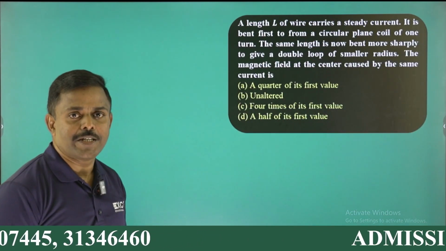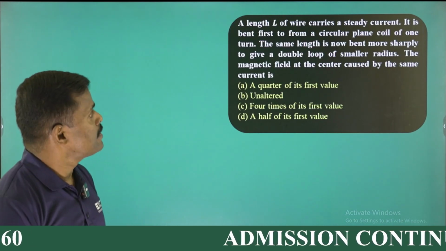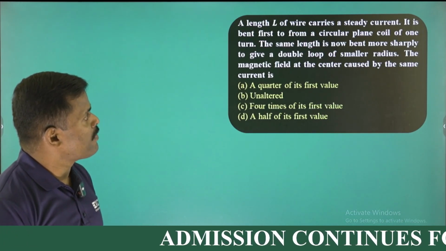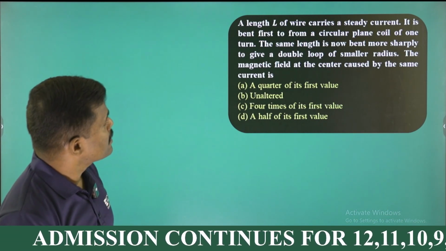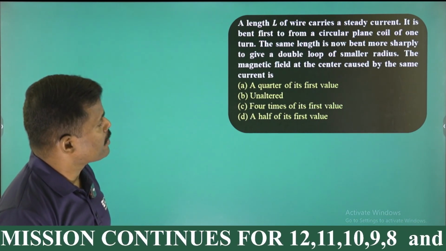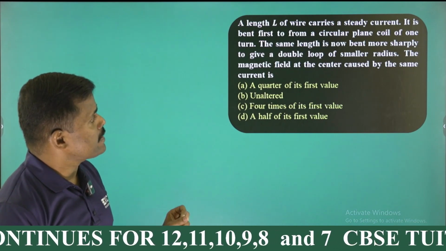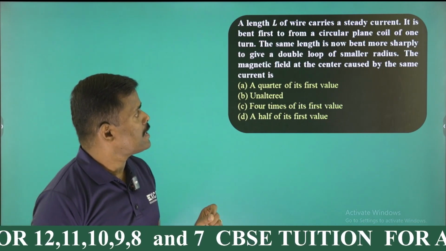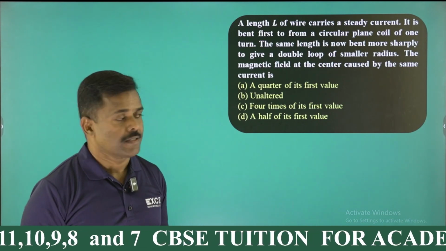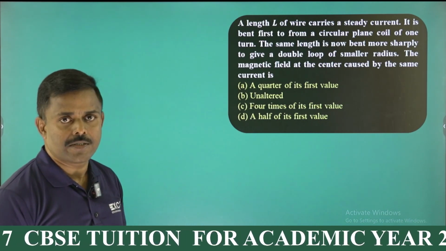Question number 19, that's also very, very important. It can be taken as a standard shortcut. A length L of a wire carries a steady current I. It is bent first to form a circular plane coil of 1 turn. The same length is now bent more sharply to give a double loop of smaller radius. The magnetic field at the center caused by the same current is.